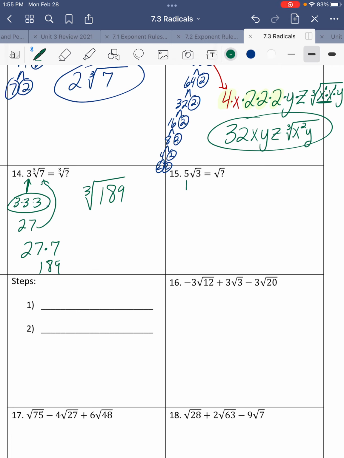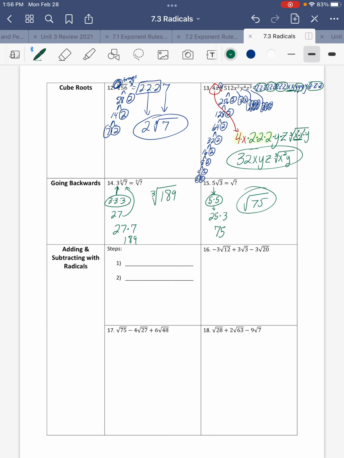Again, here we have a square root, so to bring the 5 inside, we would have had to have a pair of 5s to bring it outside. So we really just got to do 5 times 5 is 25, times what's inside is 3, which is 75. So it's going to be the square root of 75. And that is it.